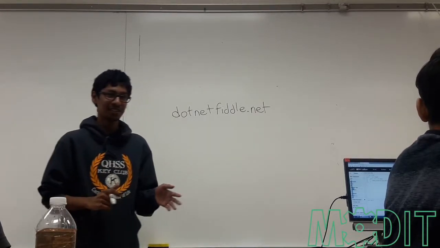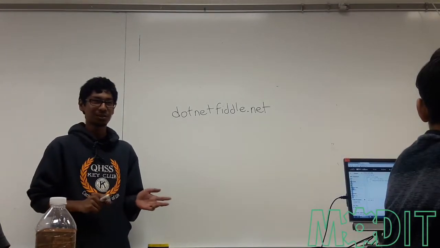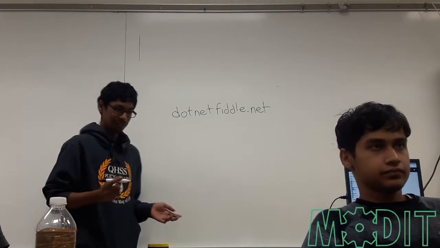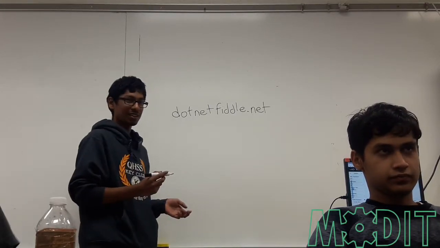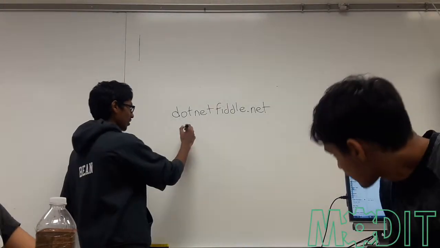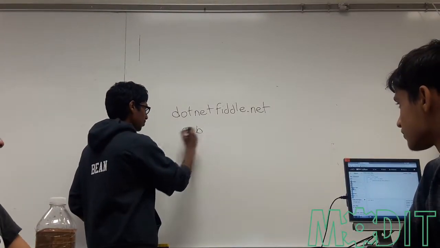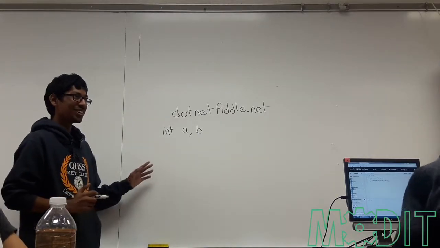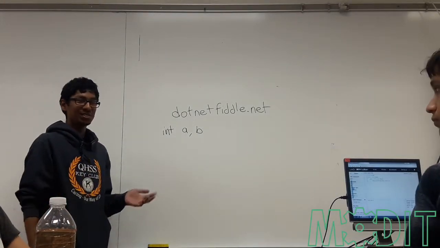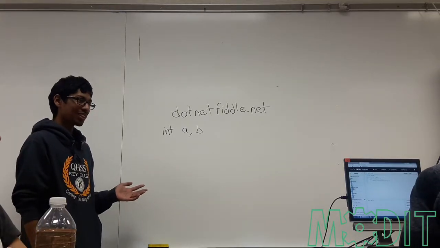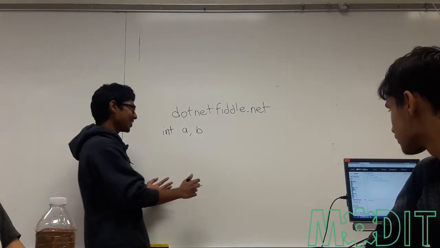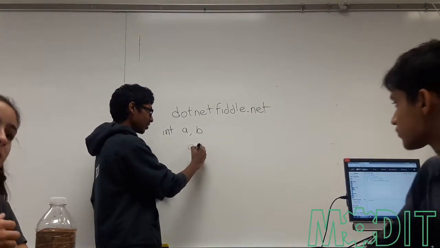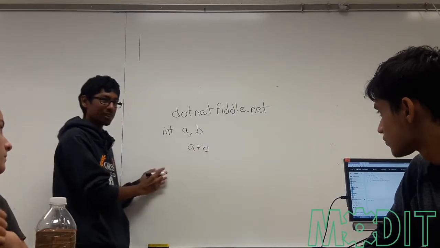We're going to write a simple program that will take two numbers and add them. So first we'll create two integers, A and B, and they will be any two numbers you want. We'll add the two numbers, and then we'll write it to the screen.